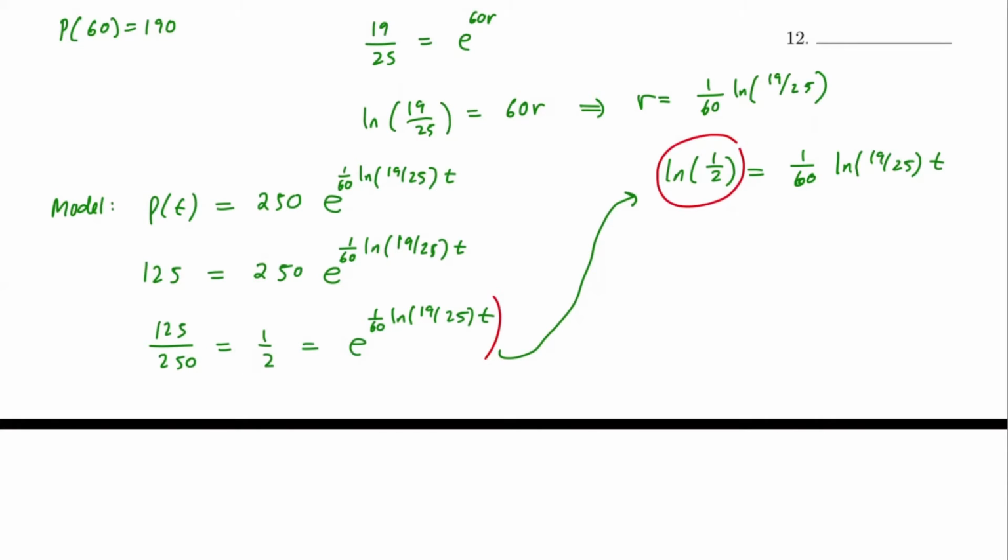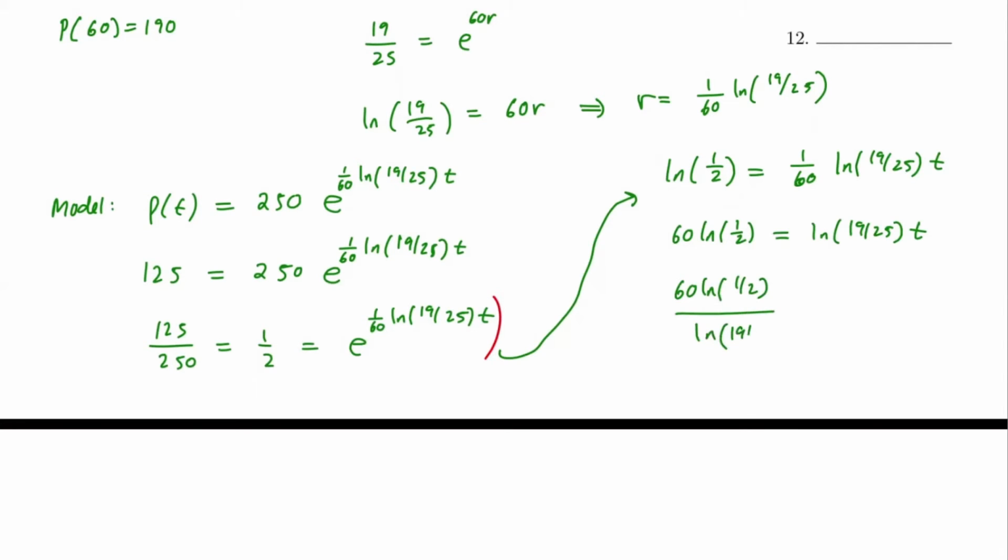Okay, now let's continue. So finally, we want to solve for t. So multiply both sides by 60. So you'll have 60 times ln of 1/2 is equal to ln of 19/25 times t. Then I divide by ln of 19/25. So you'll have 60 ln(1/2) divided by ln(19/25) is equal to t. So that is the time it will take for the sample to decay to 125 milligrams.